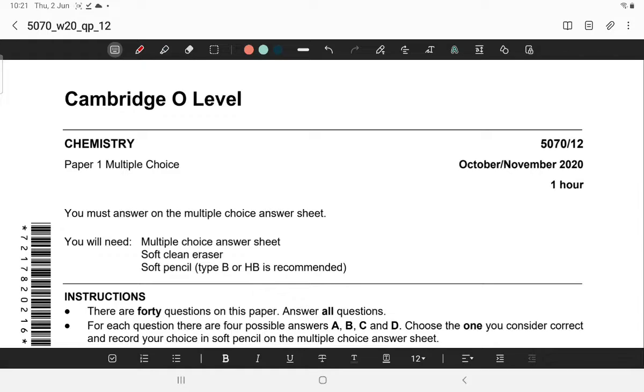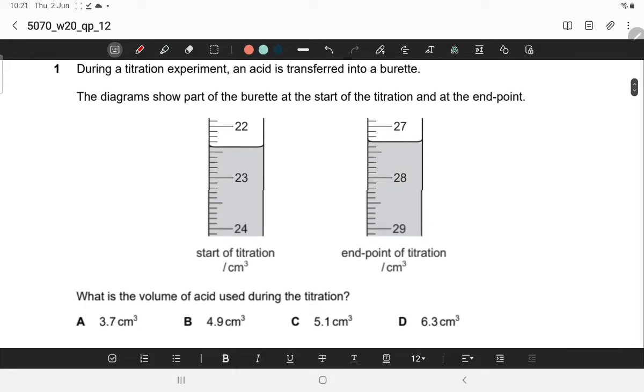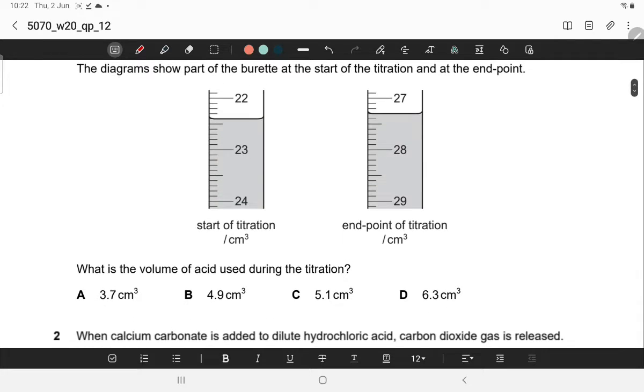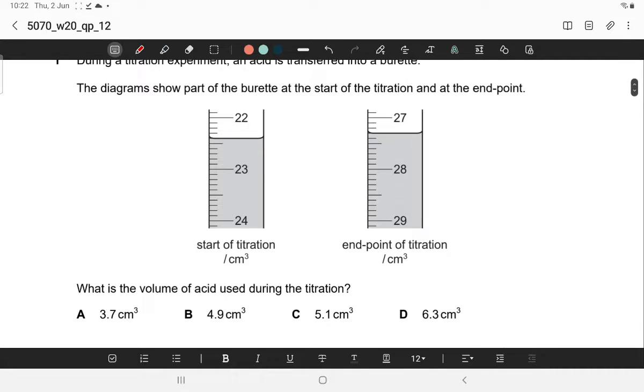Today I will be solving chemistry paper 1 multiple choice 12 from October November 2020. Let's start. During the titration experiment, an acid is transferred into a burette. The diagram shows part of the burette at the start of the titration and at the end point. What is the volume of acid used during the titration?